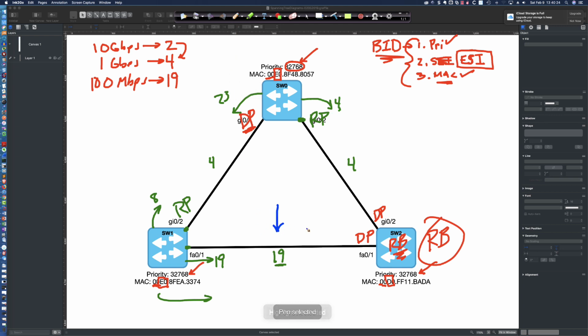this segment right here. So we already have a designated port here because the root bridge has a port on this segment. So we have to block the loop. So we know that this port must be the alternate blocking port, ALT.